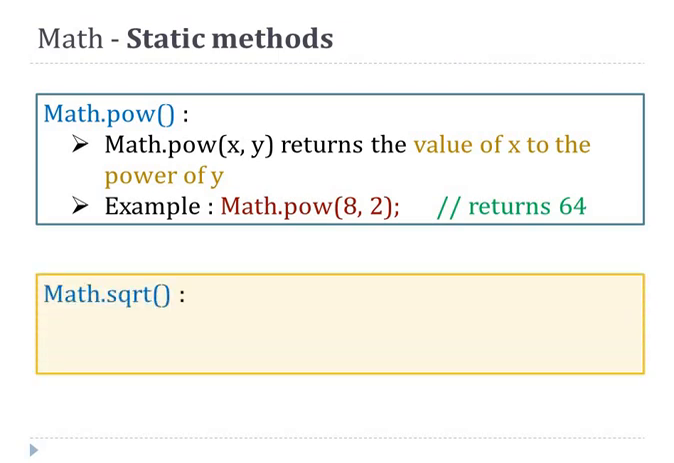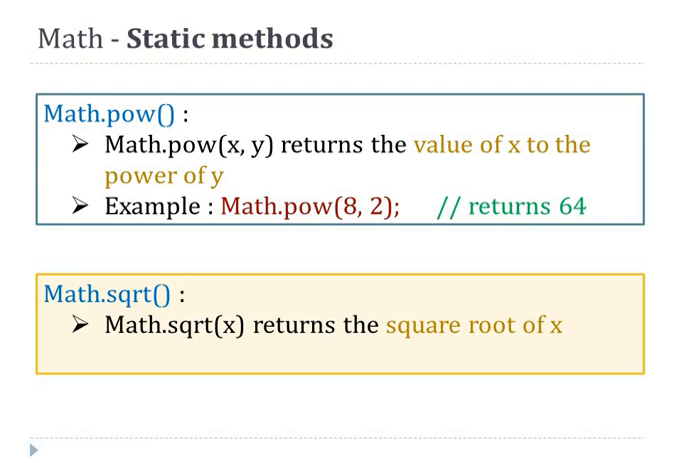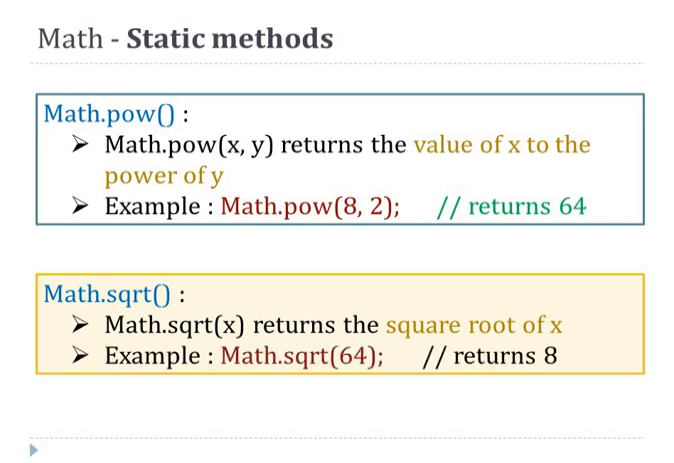After that, let's see Math.sqrt. This function returns the square root of whatever number you are passing as a parameter. An example of this function is, you can use it like that. Math.sqrt, whatever the number, you just need to pass it as a parameter, and this will return the square root. For example, if the number is 64, then this will return 8.